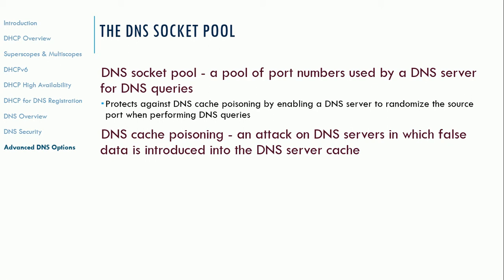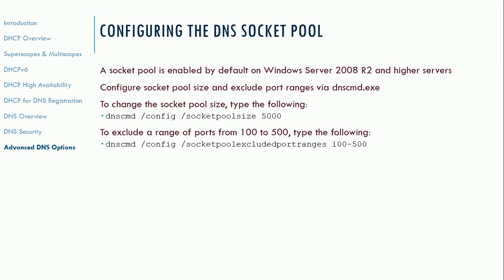It can randomize that port. That way, somebody can't try to sneak in an update, which would cause DNS cache poisoning, right? You would allow somebody to make an update when they shouldn't be making updates, because the real update doesn't actually end up getting made. So I know that sounds confusing, but the DNS socket pool can help prevent that. It causes the server to return incorrect IP addresses if you don't have this enabled and somebody is able to pull off this type of attack.